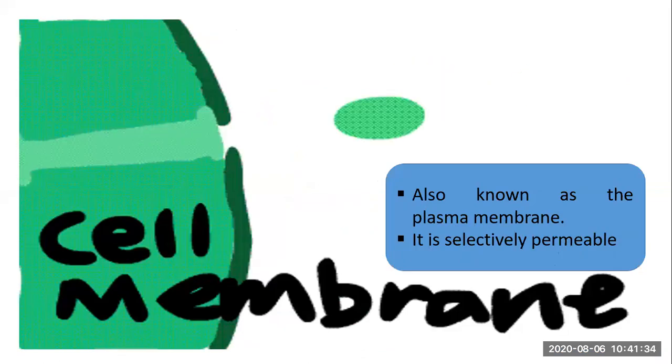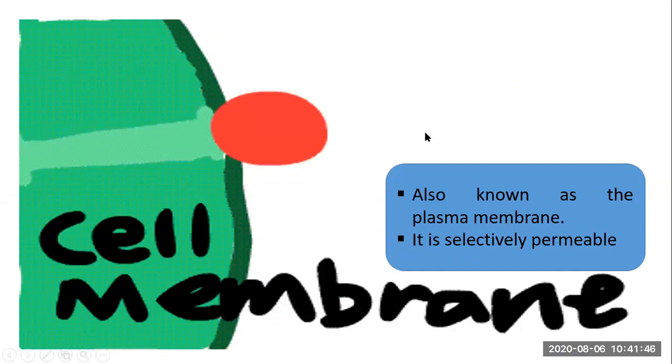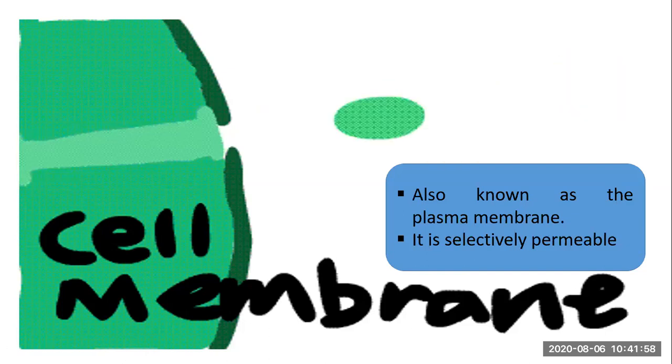Now you can see, this is the cell membrane, also known as the plasma membrane. And the most important thing here, you can see that some particles are going inside, that is green color, and some particles are going outside the cell, that is red color. So it is also known as a selectively permeable membrane. It selects which things must be permitted into the cell and which must not.